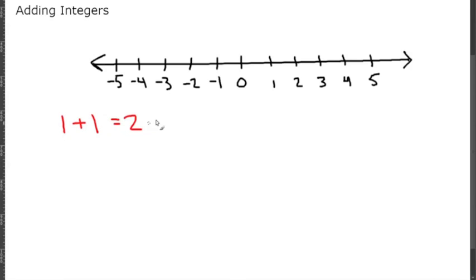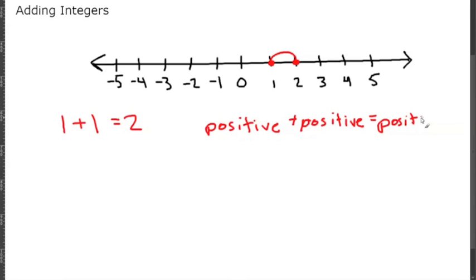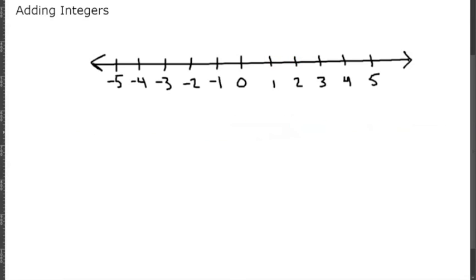We all know that to be 2. Starting at 1, moving over 1 will give you 2. And as you can see, you have a positive number plus another positive number. That answer is also positive. So a positive plus a positive equals a positive. Let's move on to our next example.